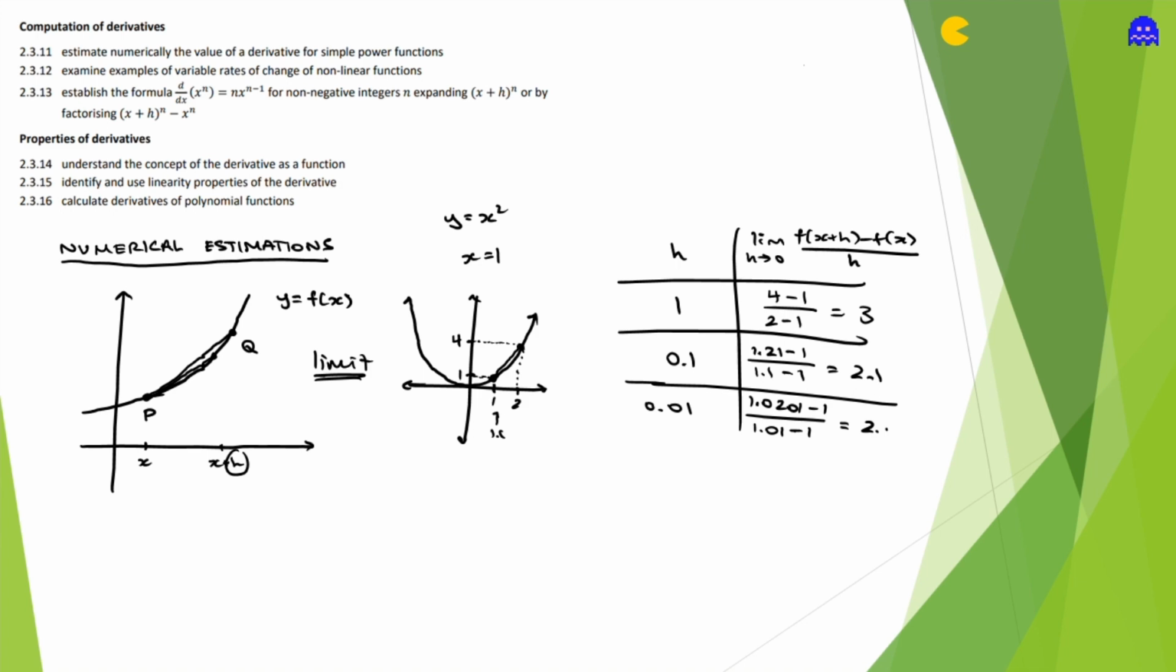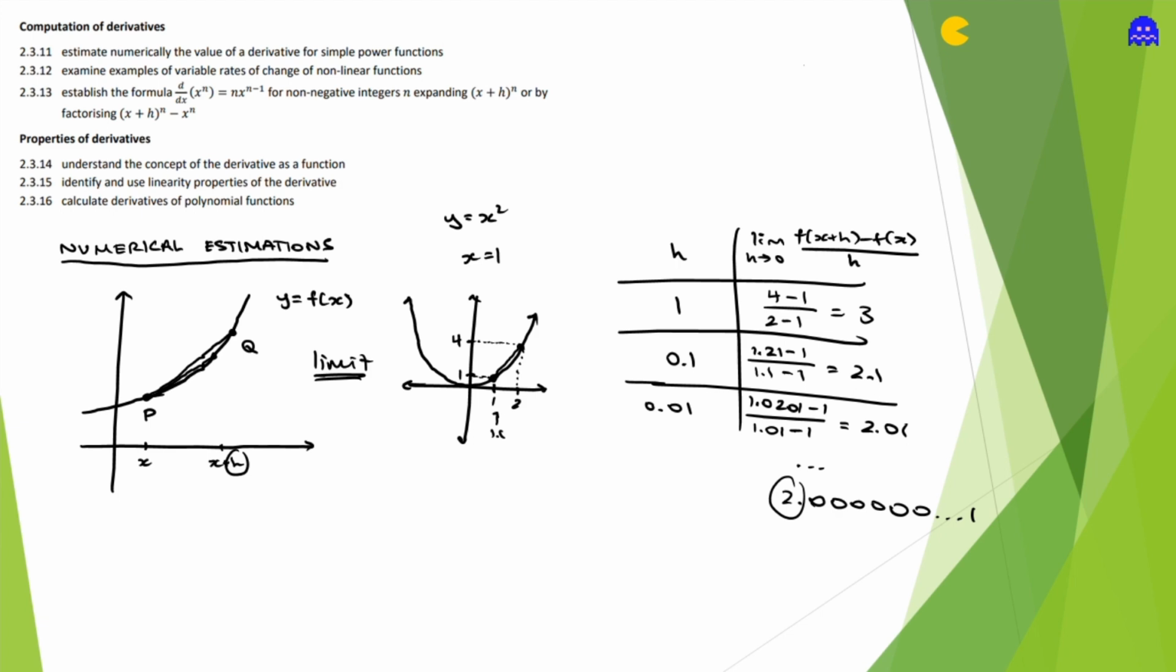And this corresponds to 2.01. And so as we continue so on and so forth, we realize that our limit starts approaching 2. And we'll have a 1 value kind of lying there. But numerically, we can estimate the value of the derivative of y equals x squared at the point x equals 1 as 2. And so this is our numerical estimate for that function.